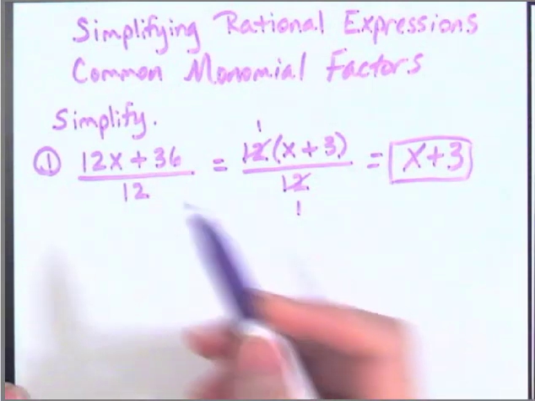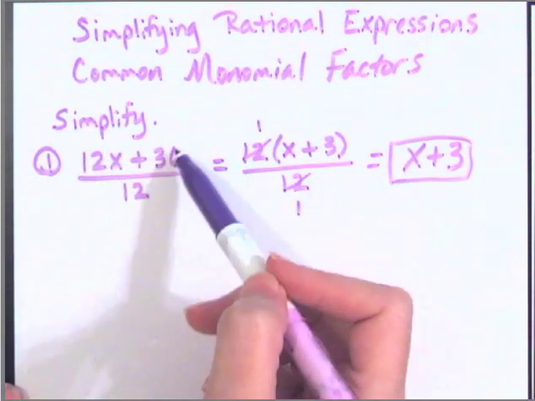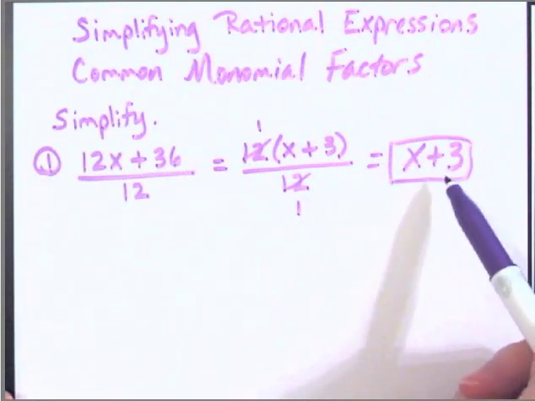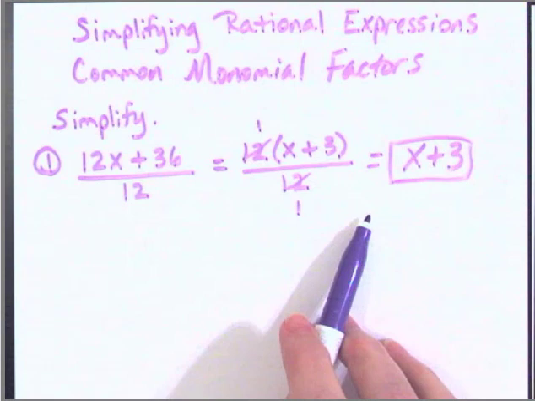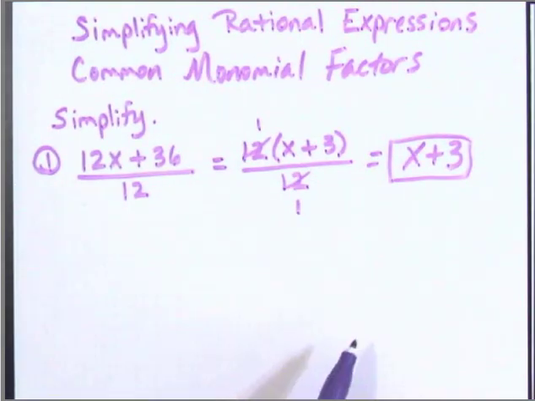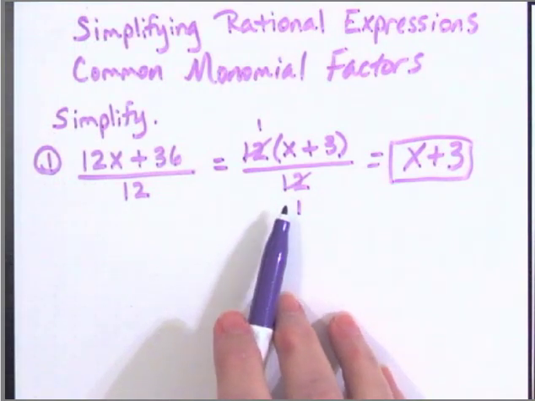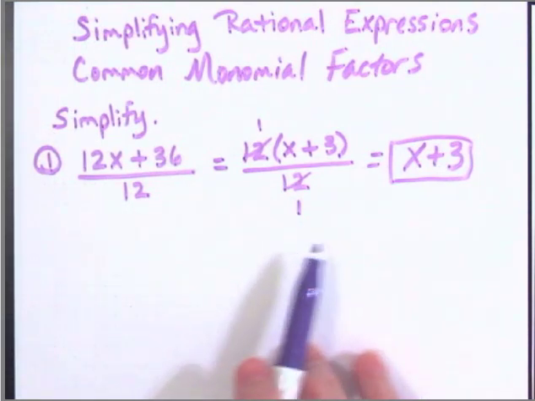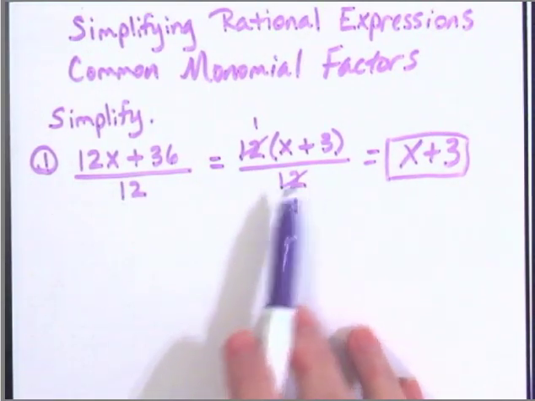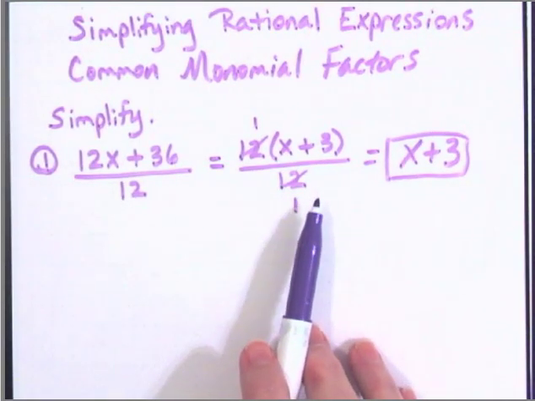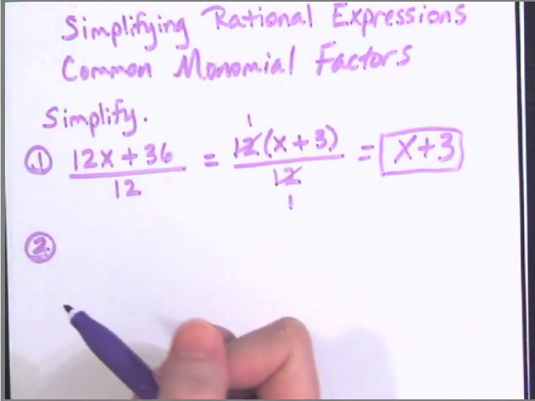And we would have gotten that if we would have done it our old way. Just 12x divided by 12 is x, and 36 divided by 12 is 3. But we're going to be using this technique for the ones that get a little bit more complicated. Okay, and our denominator was 12, and we can divide by 12, so we don't have any what's called excluded values. There's nothing that we can plug in that's going to make us have a 0 in the denominator. And we'll need to worry about that in our next problem.